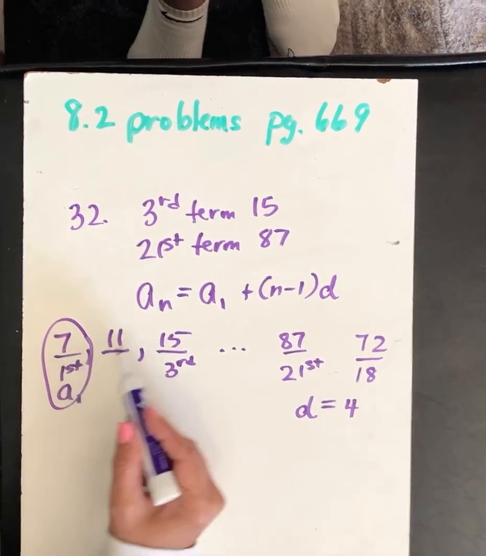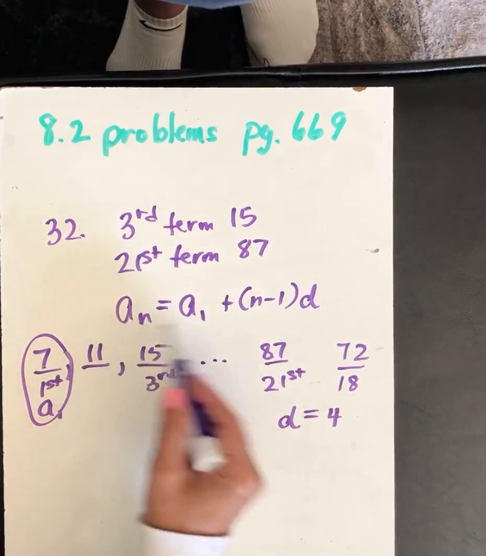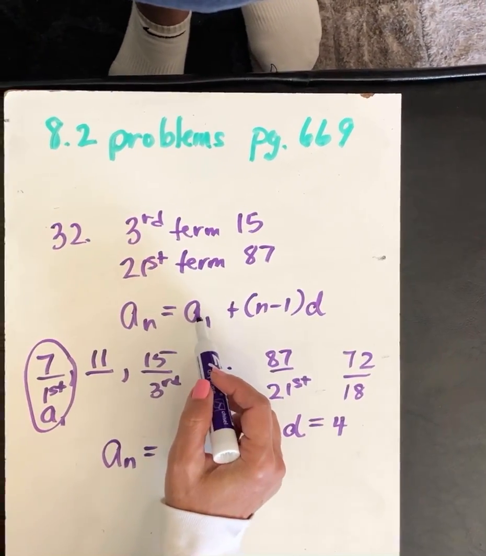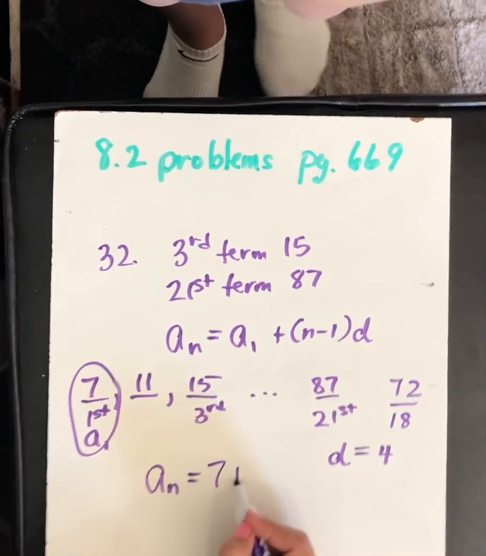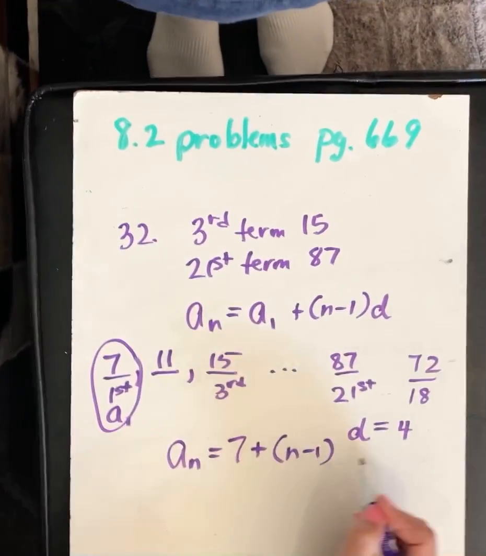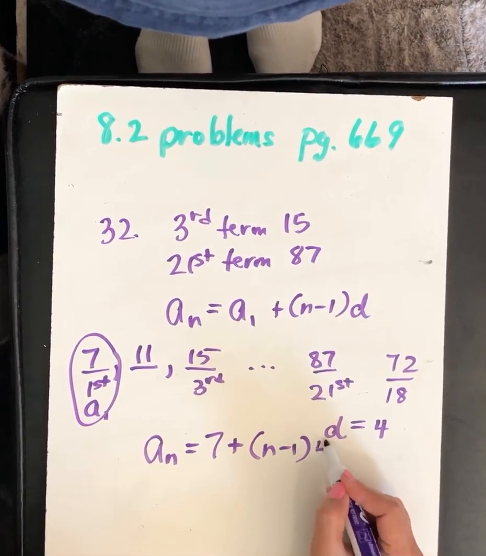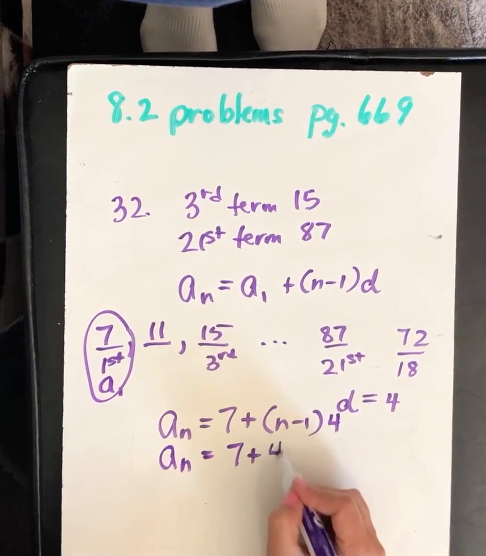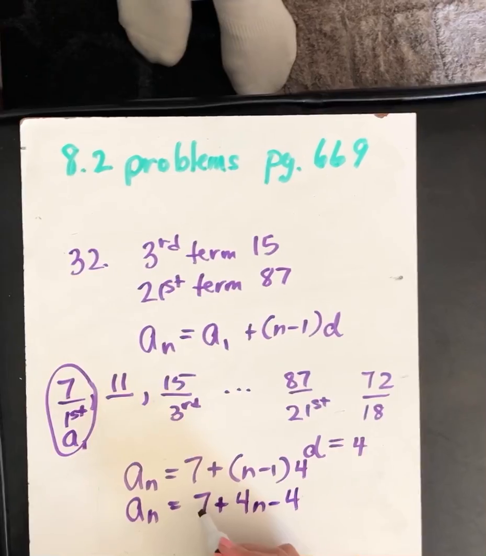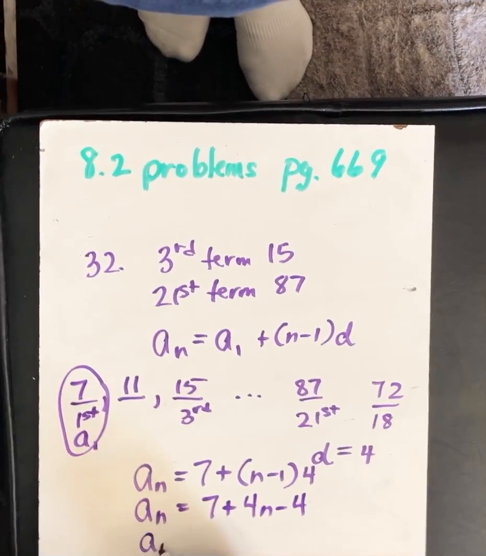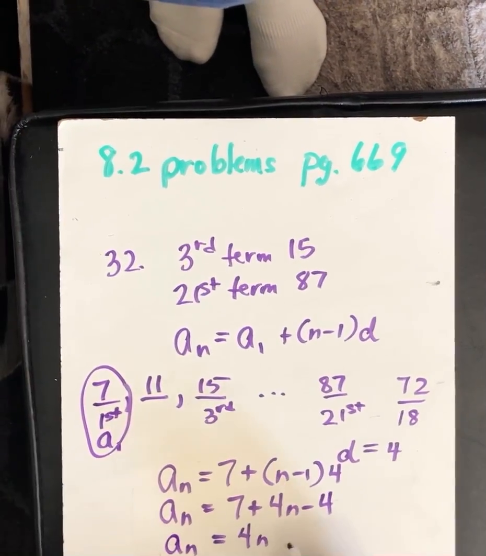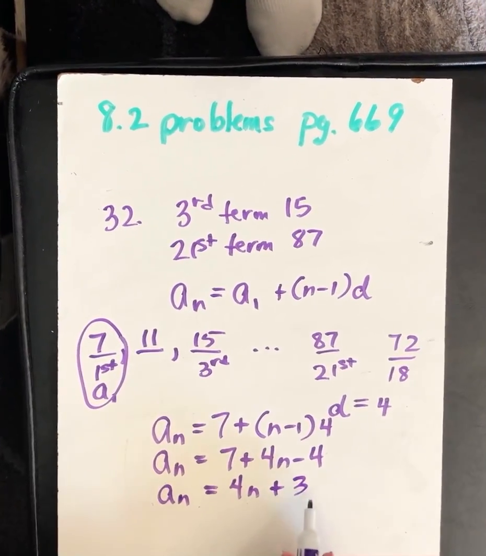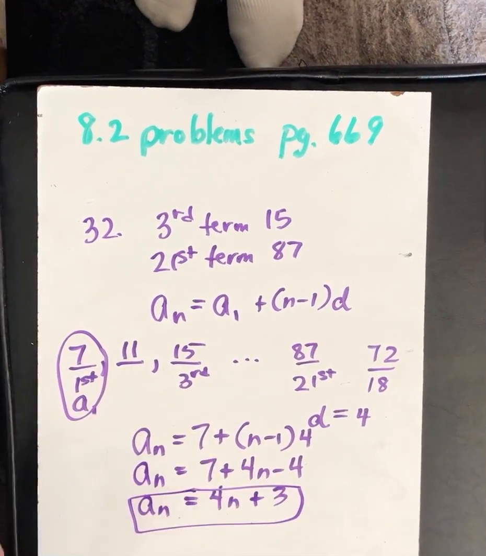So now I'm going to substitute into this formula. So the nth term can be found by using the first term, which is 7, plus n minus 1 times the difference, which is 4. I'm going to simplify. So a subscript n equals 7 plus 4n minus 4. 7 minus 4 is 3. So the way to calculate any term would be to take 4 times n and then add 3. So there would be the answer.